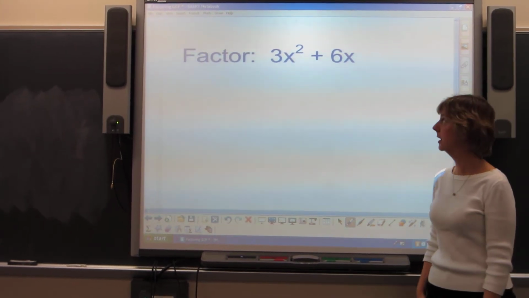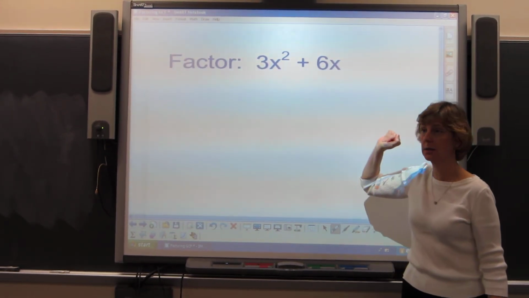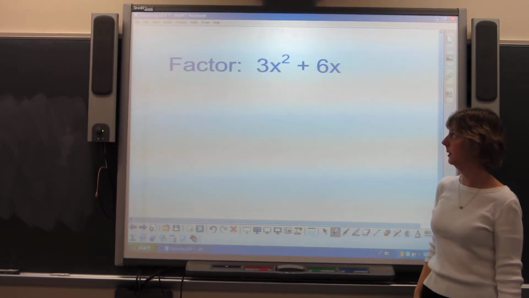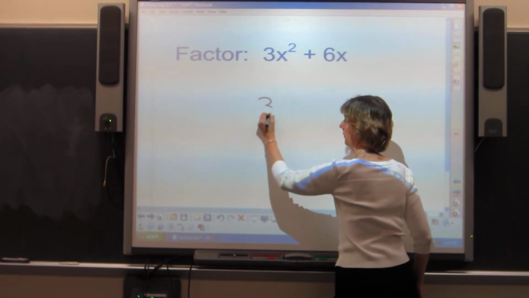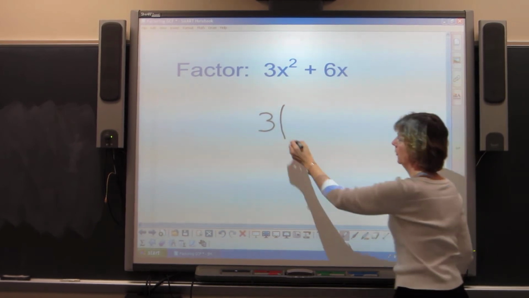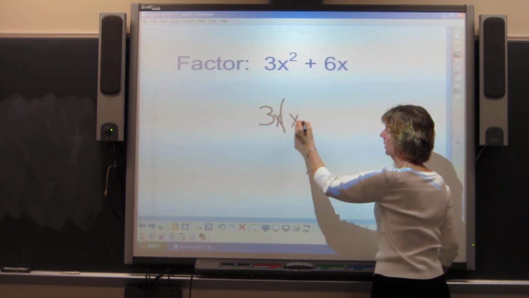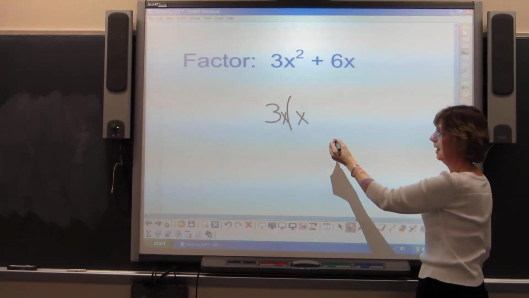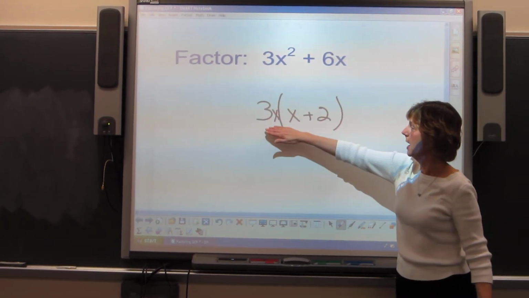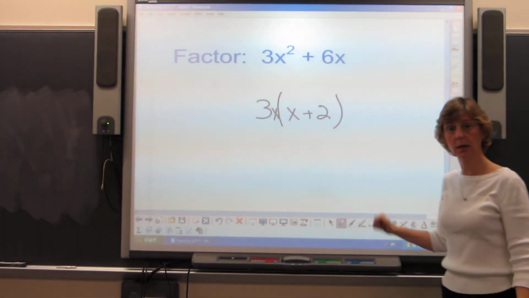If I want to factor 3x squared plus 6x, first I want to look at my numerical parts, the 3 and the 6, and then the variable parts, the x squared and the x, to see what they have in common. 3 and 6 each have a common factor of 3, and x squared and x each have one factor of x. I'm going to multiply that by one more factor of x to get 3x squared, and I would take 3x times 2 to get 6x. So 3x times the quantity x plus 2 gives me 3x squared plus 6x, and I have factored it.